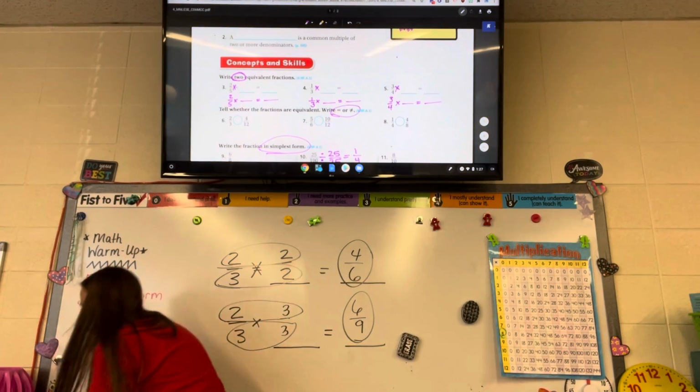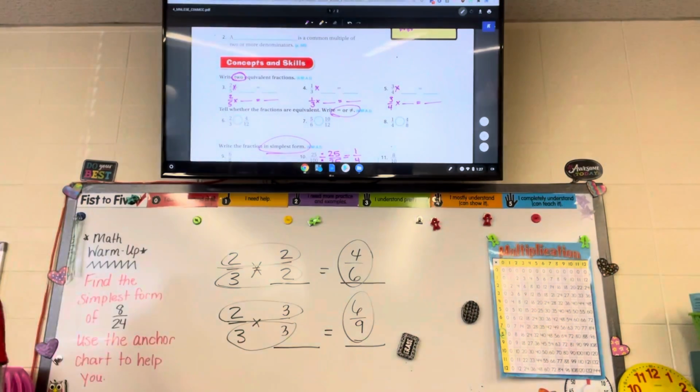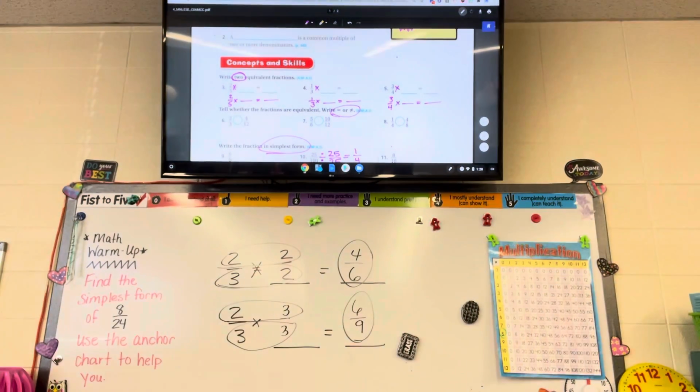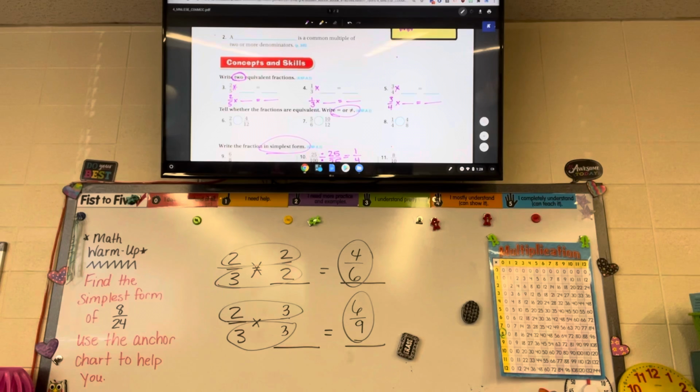While you guys are working, for 6, 7, and 8, you guys are going to be able to use fraction cubes if you would like.